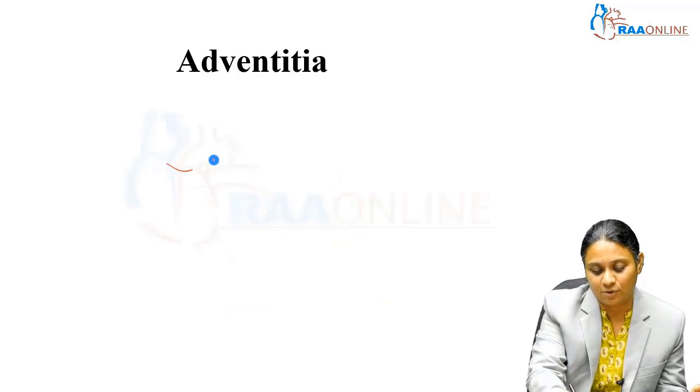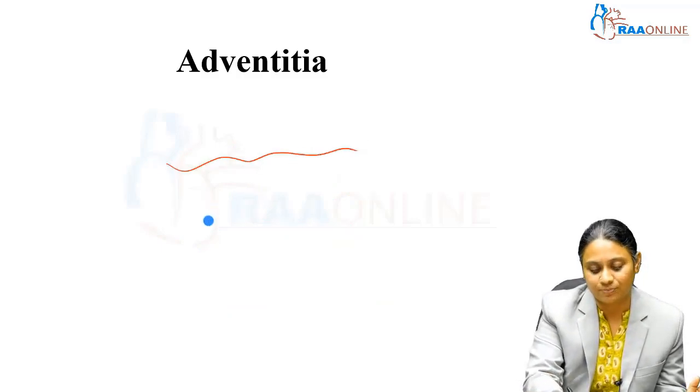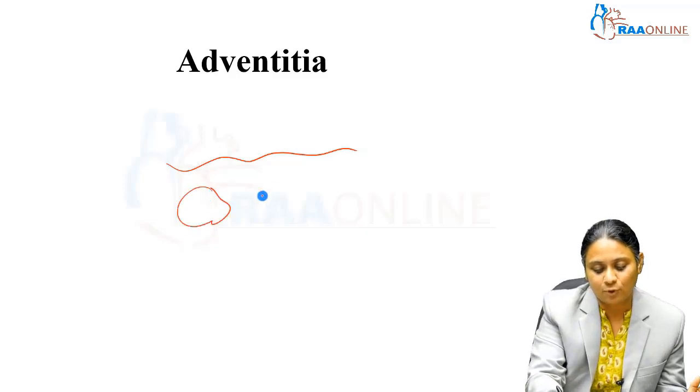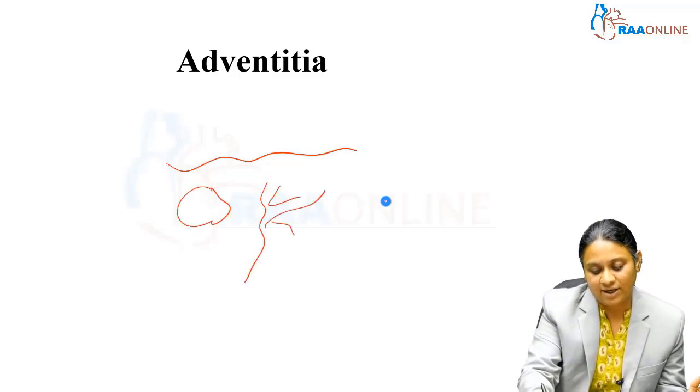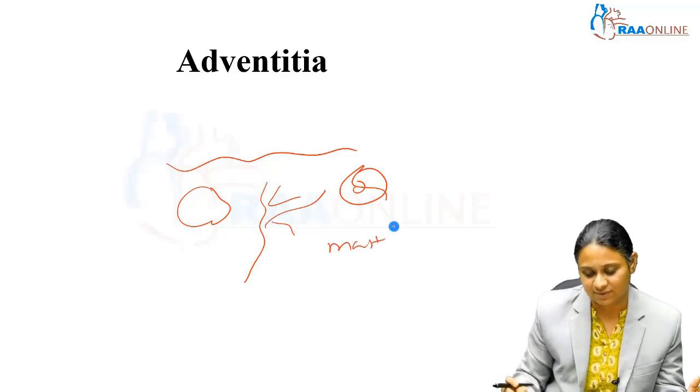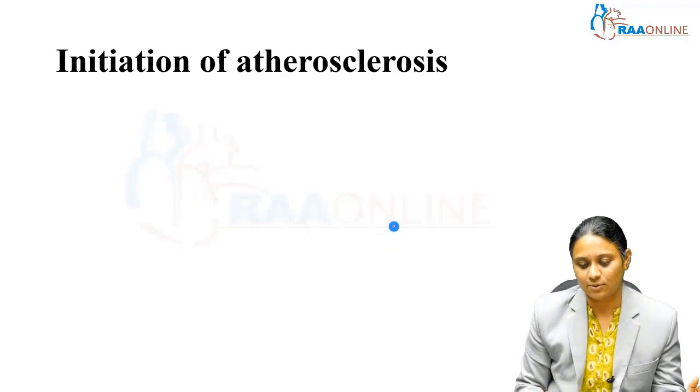Adventitia follows the external elastic lamina. Adventitia is a more loose tissue. It has only some foam cells, nerve endings, blood vessels, vasa vasorum, and mast cells presenting antigen to the T lymphocyte from the circulation. So, how is atherosclerosis initiated?